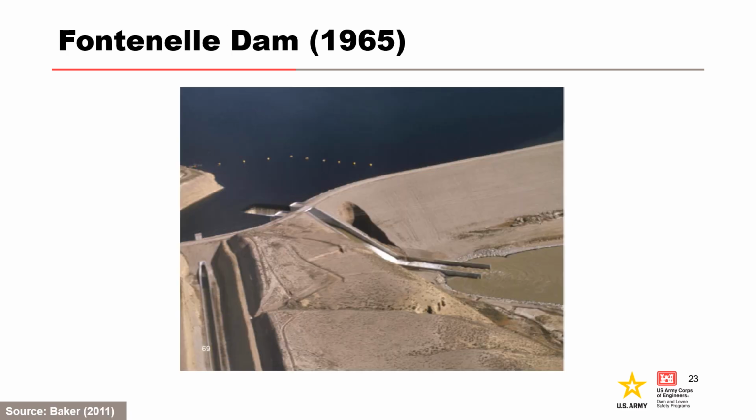Reclamation's Fontenelle Dam in Wyoming nearly breached by sloughing, but the breach process occurred slowly enough that the reservoir water surface was able to be lowered over the span of several days and arrest the breach. A sinkhole also developed on the crest, and there may have been piping along the soil-rock interface as well.